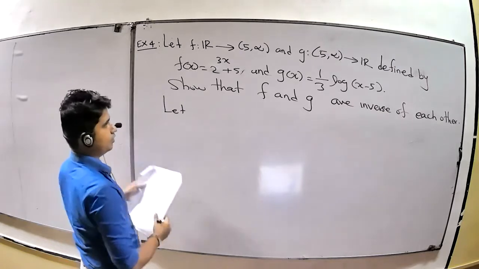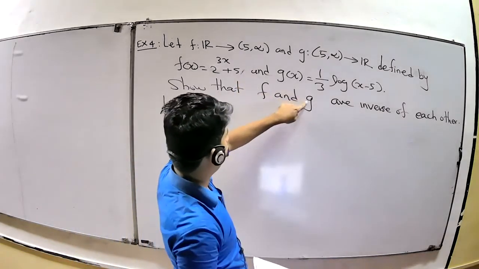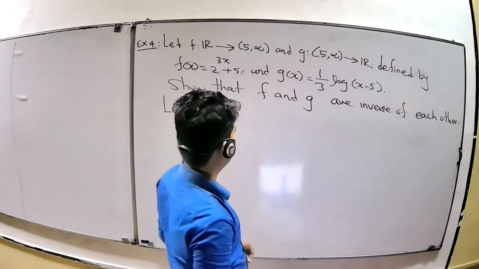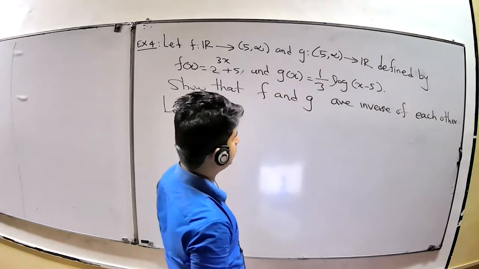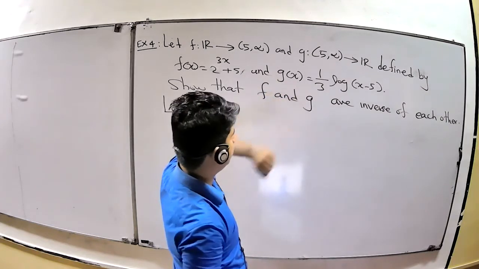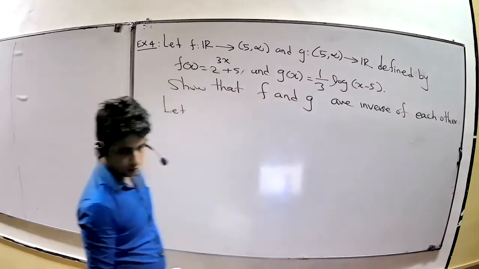You want to show that, suppose f is the inverse of g, or otherwise g is the inverse of f. Therefore, f composition g is identity and g composition f is also identity. You want to show that f composition g is identity and g composition f is also identity for this question. Okay.